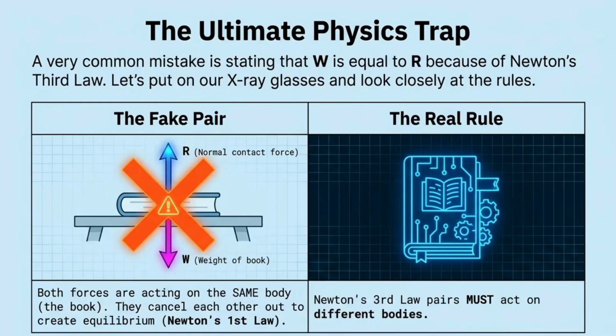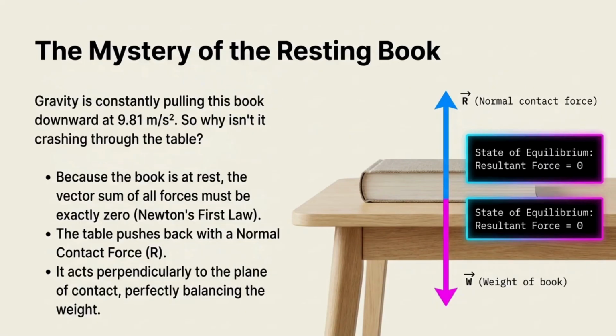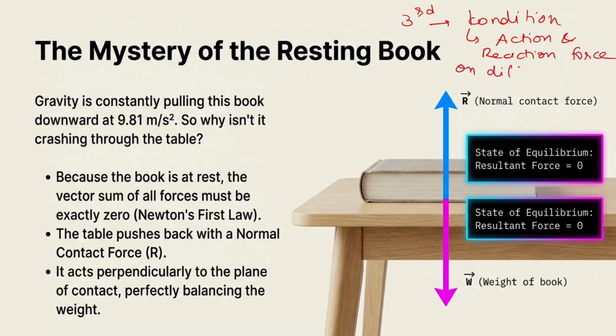Many of you are thinking that the weight and this R, the normal contact force, are the action and reaction pair which we have discussed in Newton's third law. But you are thinking the wrong way. You have to recall what the third law is. In the third law, we have a condition. What is the condition over here? The condition is that the action and reaction forces act on different bodies.